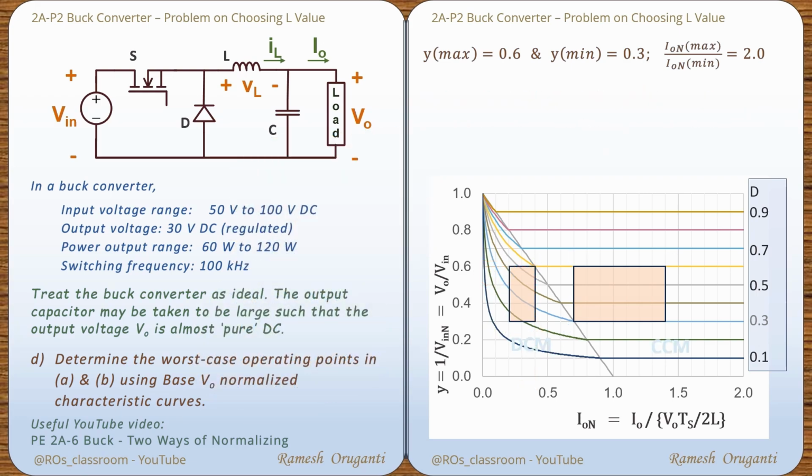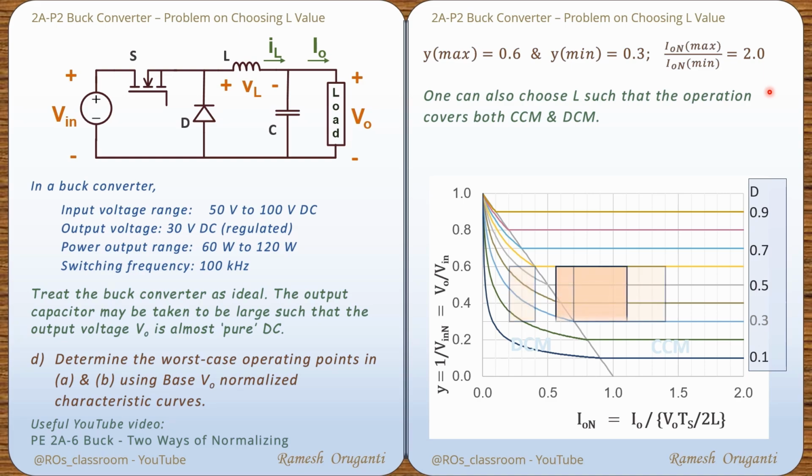One can also choose L such that the operation covers both CCM and DCM. That means under full load condition, it will be in CCM. As you go towards lighter loads, it will shift to DCM. One such example is shown here. We can mark A, B, C, D here as shown. As you can see that the operating region straddles the boundary line. So in this region, it is CCM. In this region, it is DCM. So at higher currents, as you increase the load current, the operation shifts to CCM. As you decrease the load current, the operation can go into DCM.